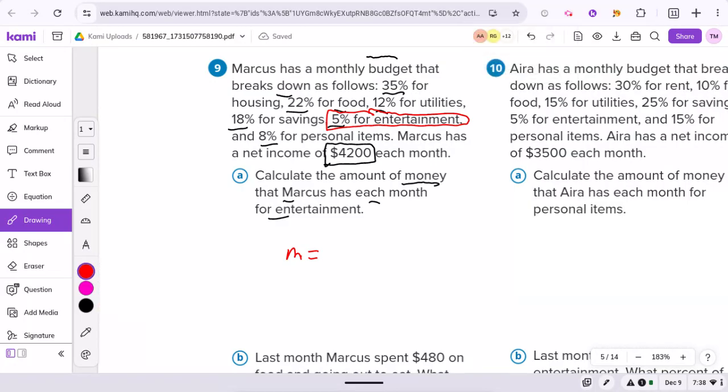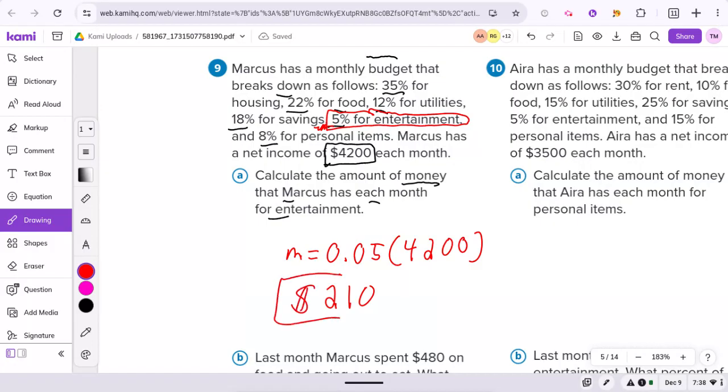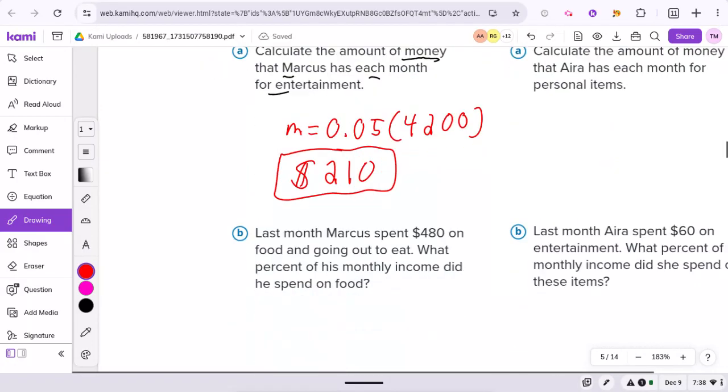So for this one, you would take his 5%, which would be as a decimal 0.05, and multiply that by the income of 4,200. So you'd put that in the calculator, 4,200 times 0.05, and that would be $210. So every month, about $210 on entertainment.